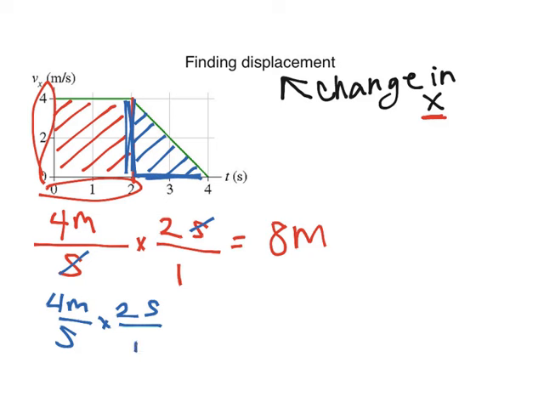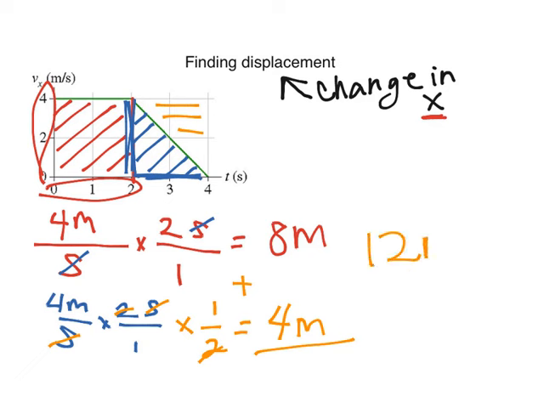But since we're missing half of it, this area here is empty space, we have to times it by 1/2. So you can cross out your s's, cross out your 2's because it's on the top and the bottom, something over itself is 1, and you're going to get 4 meters. If you add up those areas, that's your total area, and you're going to get 12 meters displacement total.